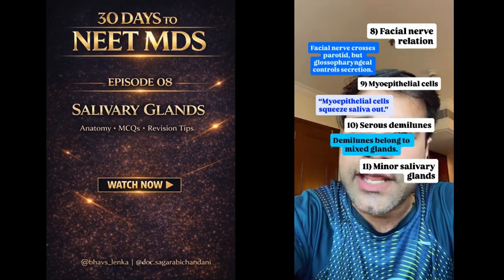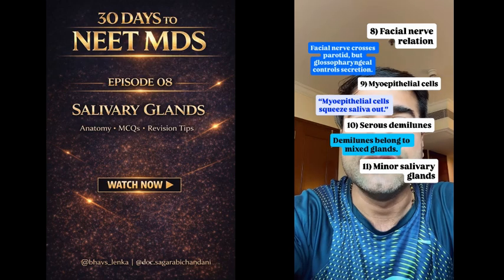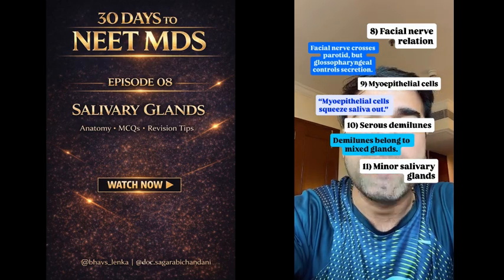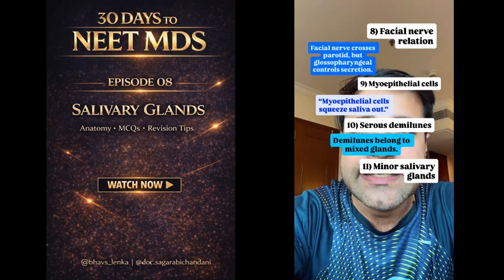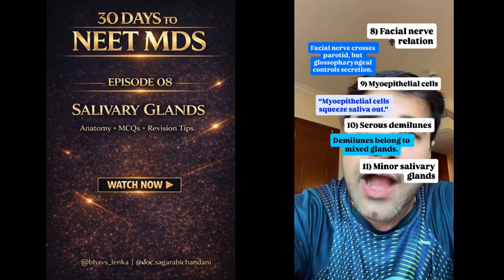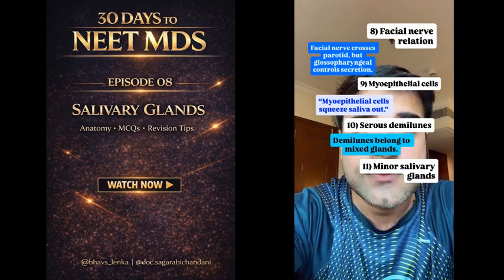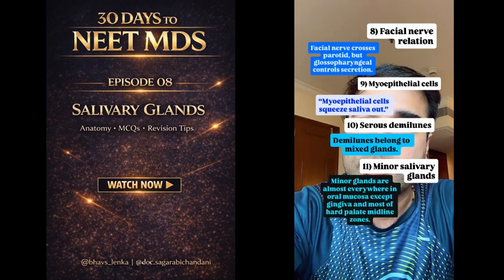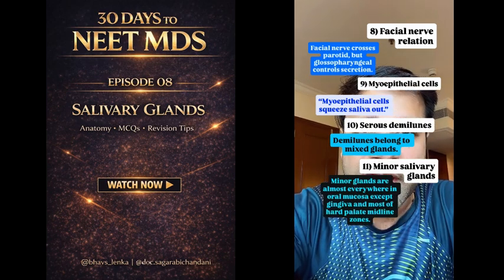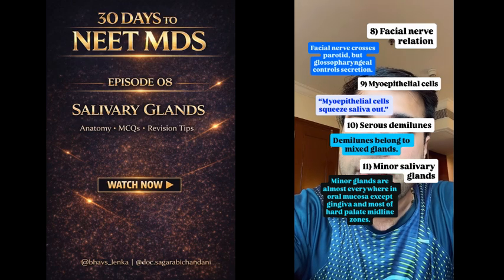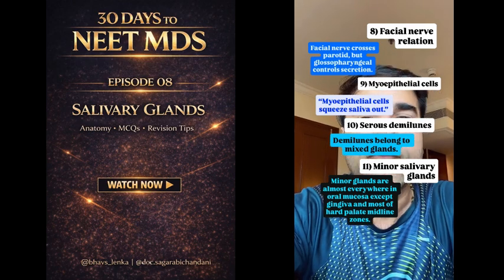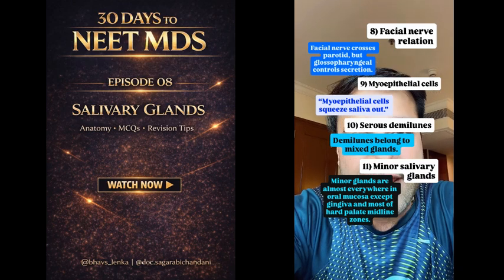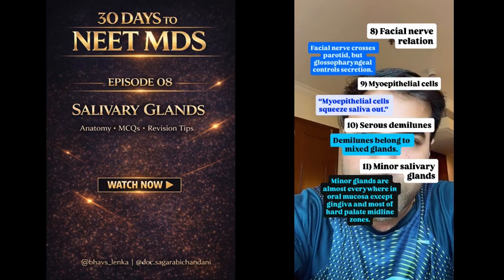Next, minor salivary glands, quick recall. Found in the lips, cheeks, palate, tongue. Not seen in the gingiva and the anterior hard palate midline. The useful line: minor glands are almost everywhere in the oral mucosa except gingiva and most of the hard palate midline zones. For the MCQs, remember the common teaching trap: no minor salivary glands in the gingiva.